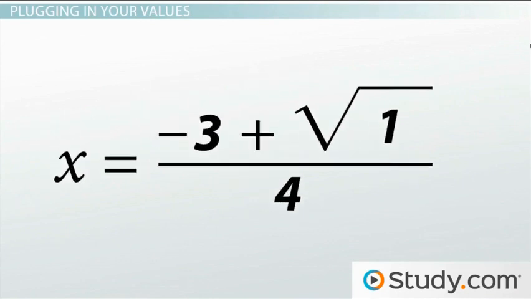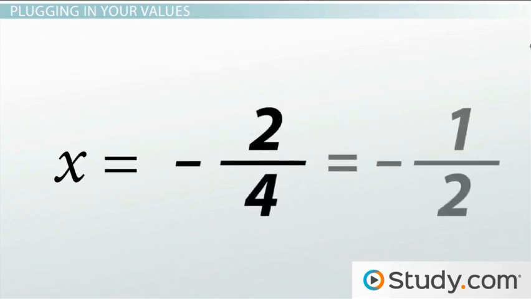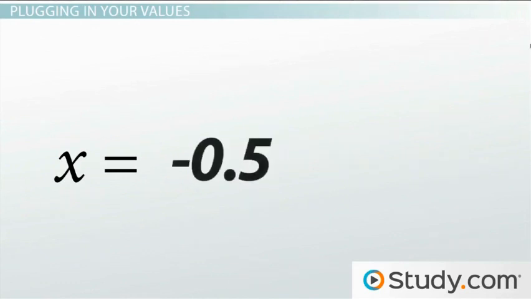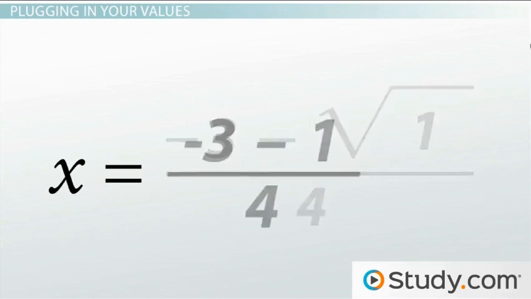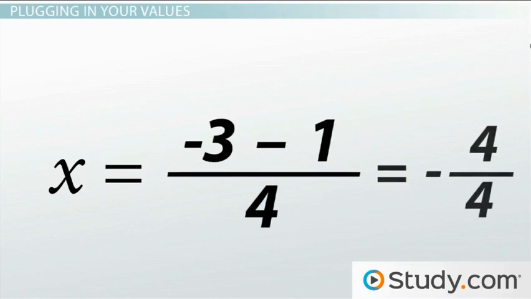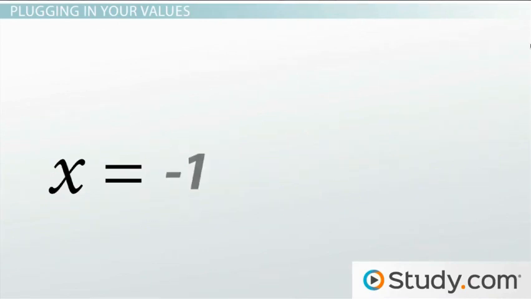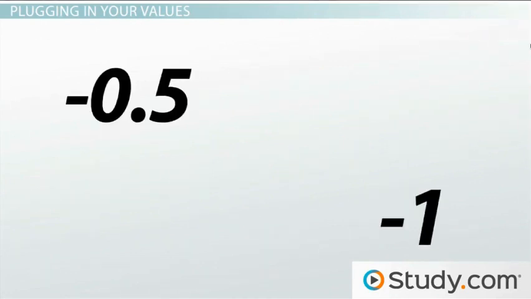Evaluating the first, we get negative 3 plus 1, divided by 4, which is equal to negative 2/4, which is equal to negative 1/2. So negative 1/2, or negative 0.5, is the first part of our answer. The second part is x is equal to negative 3 minus the square root of 1, divided by 4, which is equal to negative 3 minus 1, divided by 4, which is equal to negative 4 divided by 4, which is equal to negative 1. So our two answers are negative 0.5 and negative 1.